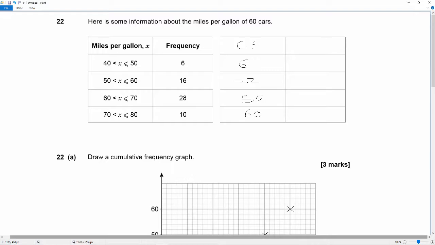So we're basically saying there are 60 cars that get less than 80 miles per gallon. There are 50 cars that get less than 70. There are 22 cars that get less than 60, and there are 6 cars that get less than 50. So this is our cumulative frequency. And now all we need to do is plot these points on the graph.